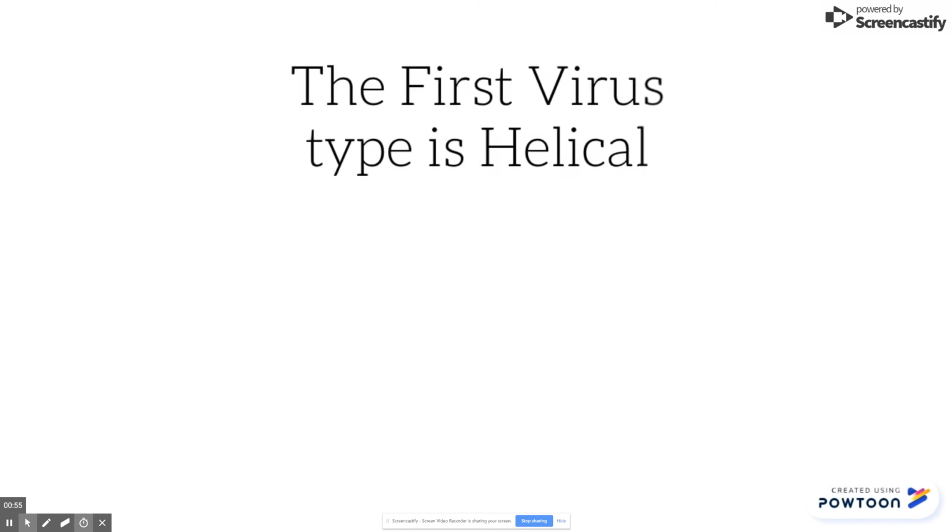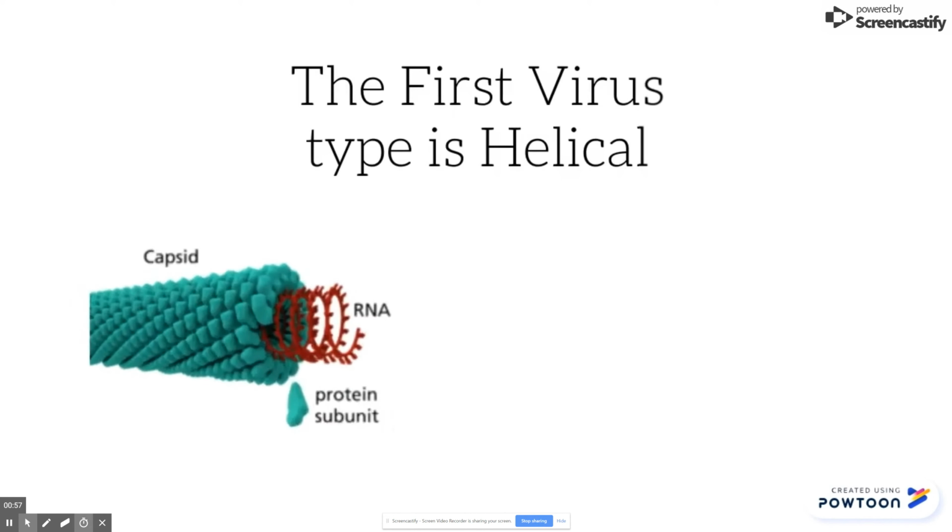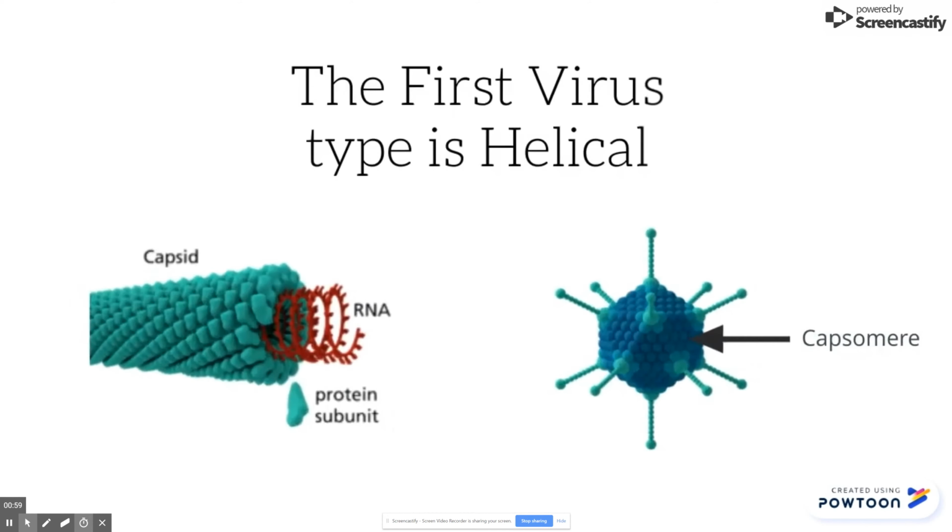First is helical. These are composed of a single type of capsomere, or the subunit of a capsid, stacked around in a helical structure. The DNA or RNA is stacked in between the structure or is bound to its proteins.